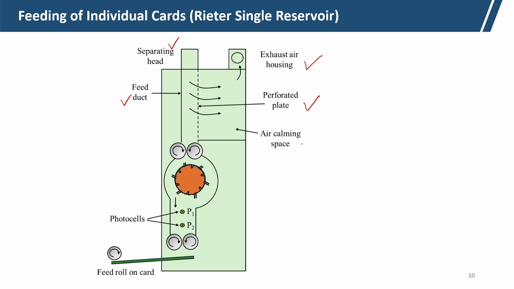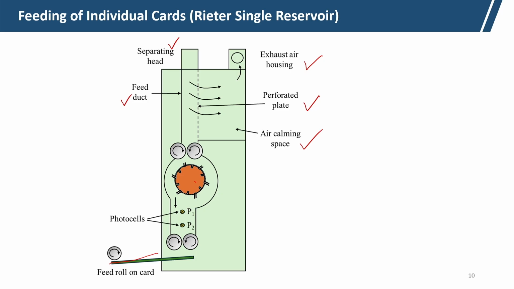And the air coming space should not be turbulent. Now, this is the feed roller, the feed system, with an opening, and there are two photocells here. Then, on the feed roll, the material comes directly to the feed roll. This system is there for the individual carding machine.